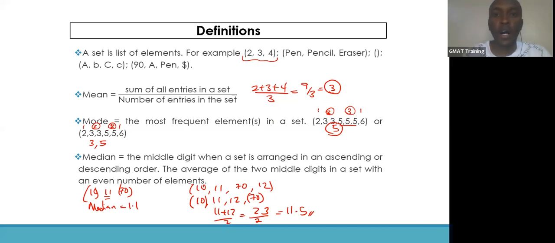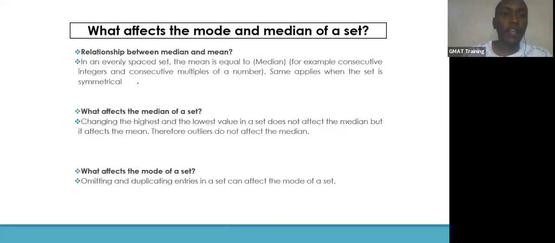So let's see how the median and the mean relate. In an evenly spaced set, the mean is equal to the median, right? For example, in consecutive integers, as we've seen in the previous video, and consecutive multiples of a number. Let's take, for example, consecutive multiples of 5: 5, 10, 15, 20. What's the mean? The mean equals 5 plus 10 plus 15 plus 20, all divided by 4. This is 50 divided by 4, which is 25 divided by 2, and this is 12.5. That's the mean.